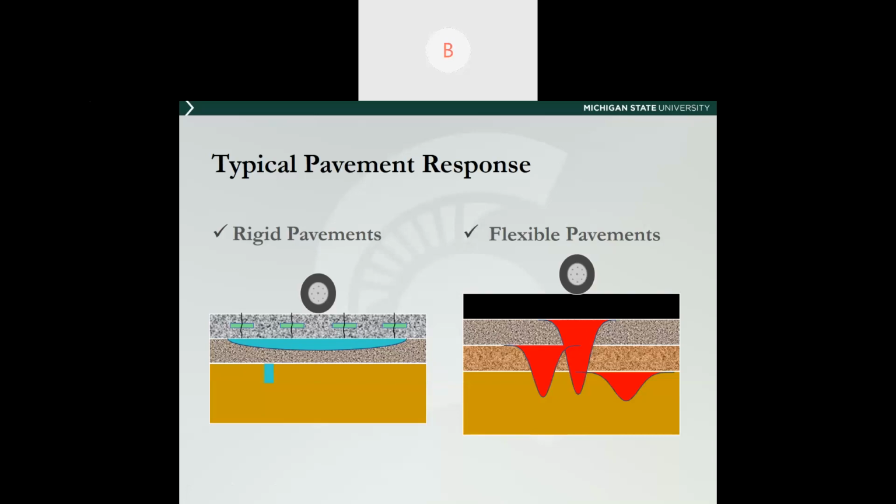Because common mistakes are made that if the surface is black in color, then it must be a flexible pavement, and if the surface is gray in color, then it must be a rigid pavement. Many times that is not true. The rigidity and the flexibility is a function of the stiffness of the materials and how the system behaves. So again, I wanted to make sure that you see that difference.